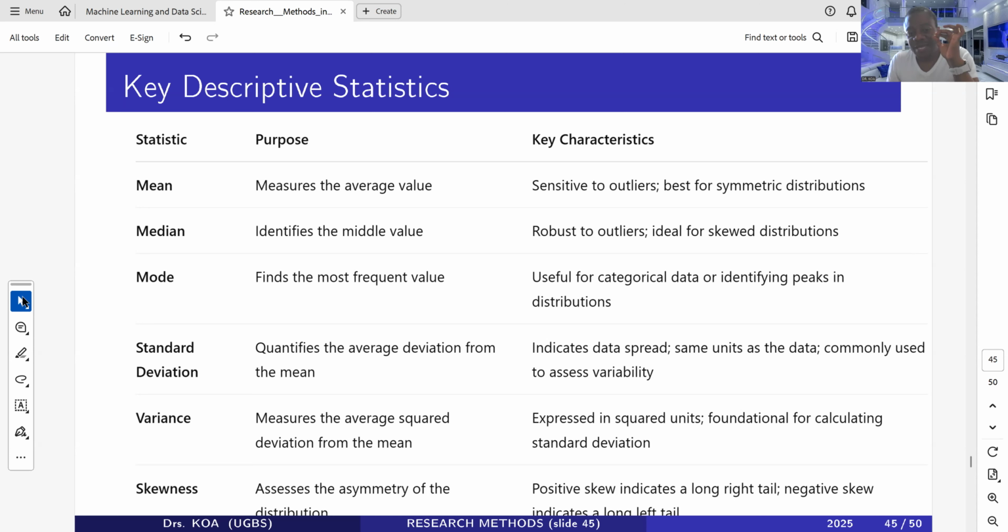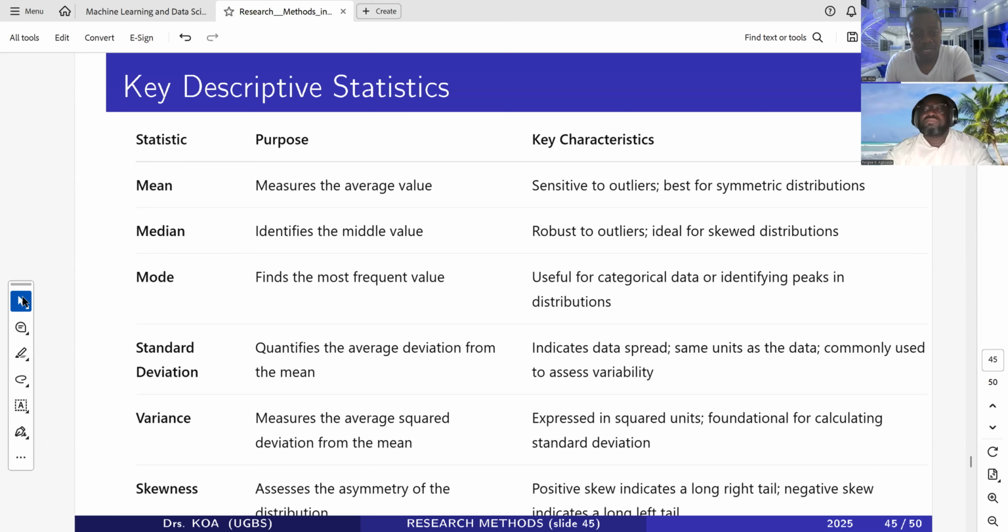Now, whereas the standard deviation is looking at the average deviation, first of all, everybody is deviating from the center, and the average of that, the variance is looking at the average square deviation. You need the variance before you can get the standard deviation. You need that. Both of them are still measuring the variability in the data set.